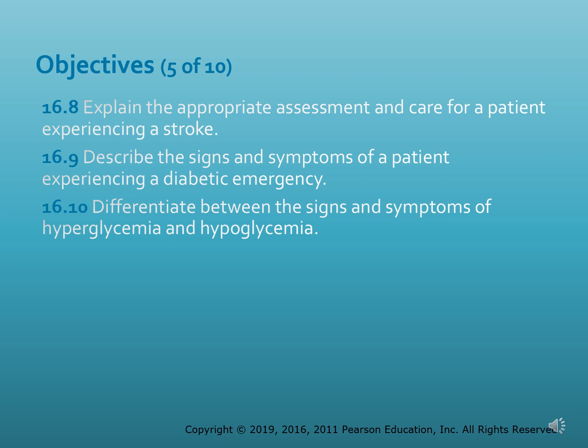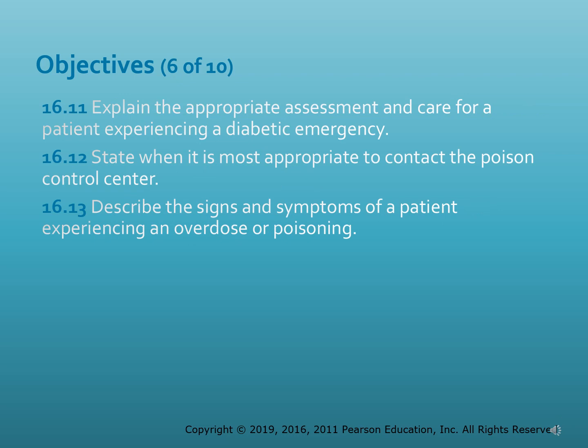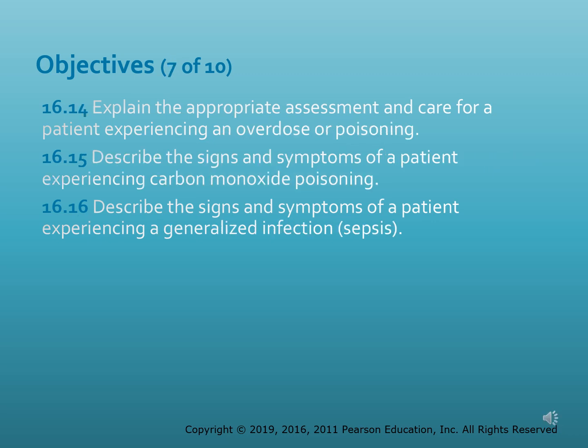Describe the signs and symptoms of a patient experiencing a diabetic emergency, and differentiate between the signs and symptoms of hyperglycemia and hypoglycemia. Explain the appropriate assessment and care for a patient experiencing a diabetic emergency. State when it is most appropriate to contact the Poison Control Center. Describe the signs and symptoms of a patient experiencing an overdose poisoning. Explain the appropriate assessment and care for a patient experiencing an overdose poisoning.